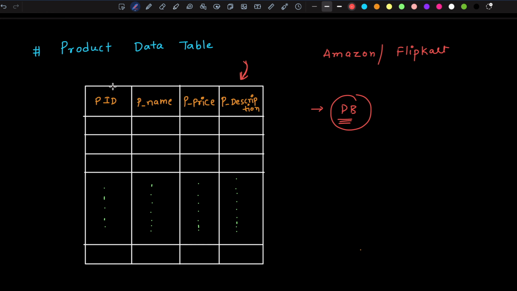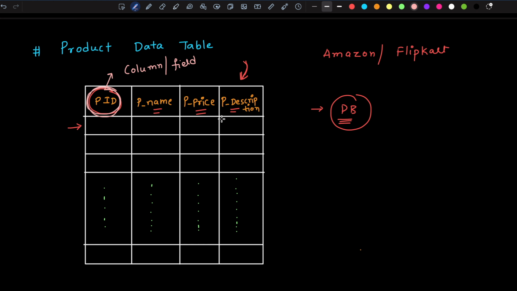Suppose in the table I have columns like product ID, then product name, price of the product, and the description of the product. Each row in the table represents information about one such product. And what about a column? We can call it a column or a field that represents one attribute of the product, such as the ID, the name, the price, or the description of a product.